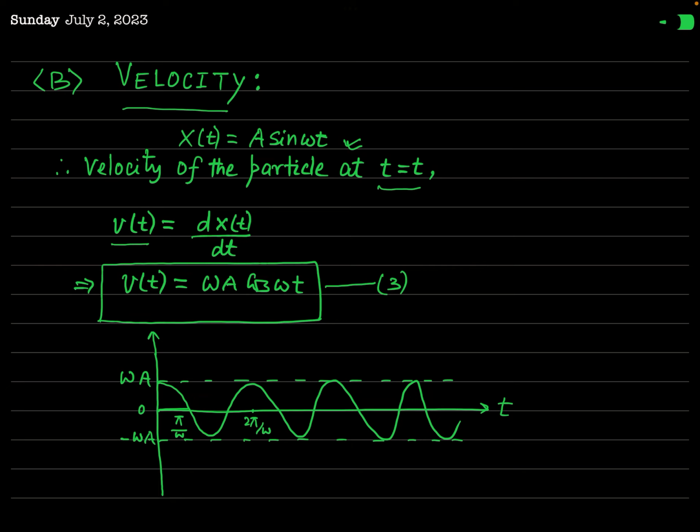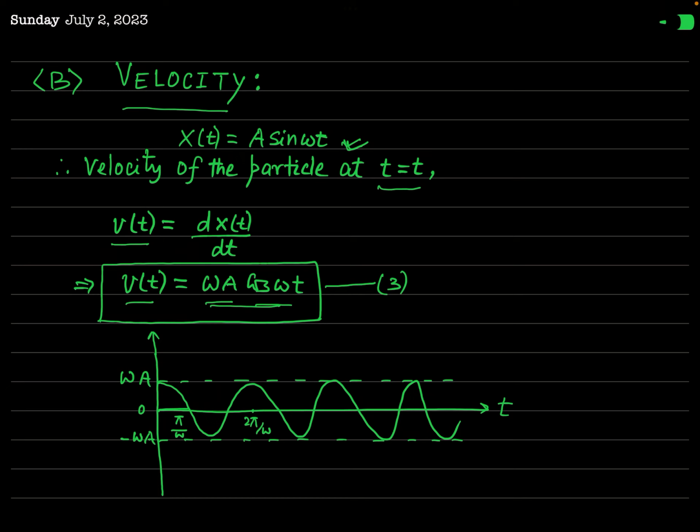Now see, x of t is this much, this is a sin omega t, and when you differentiate it, you will get what? Omega a times cos omega t. So this is the velocity of the particle executing SHM at any time t, or in other words, you can say this is the expression for velocity of the particle as a function of time. When you say v of t, it means velocity at time t or velocity as a function of t.